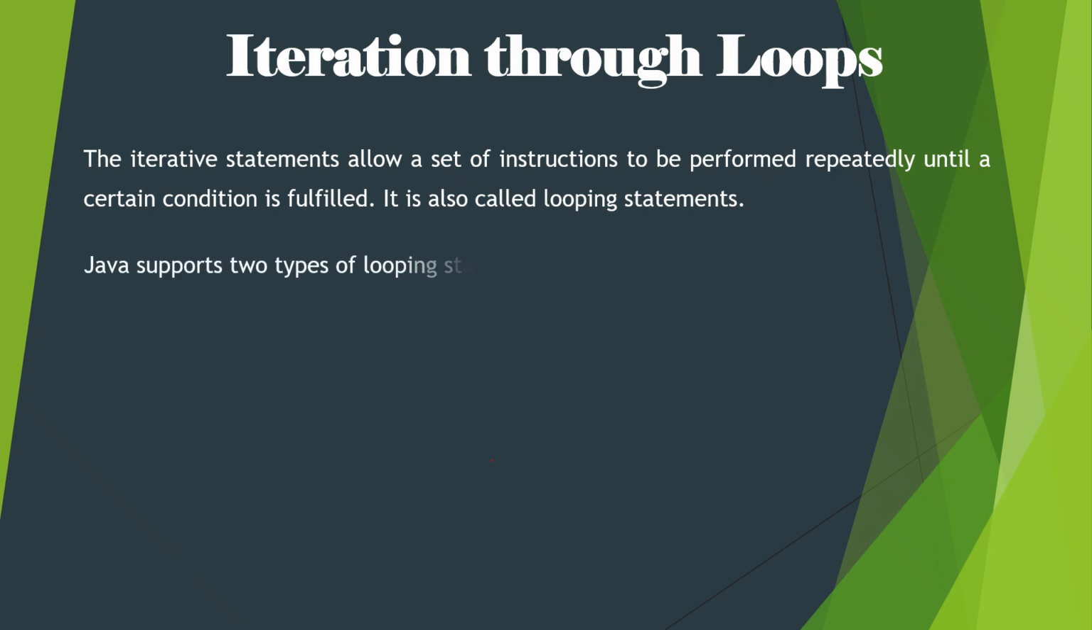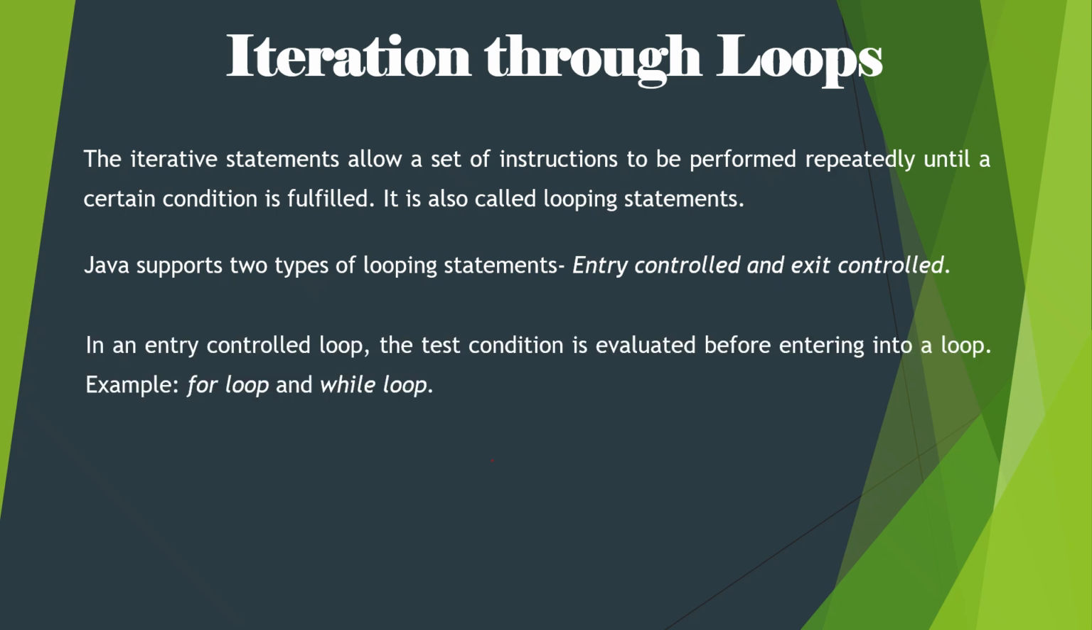Java supports two types of looping statements, entry control and exit control. So there are two different categories. In an entry control loop, the test condition is evaluated before entering into the loop. For example, for loop and while loop support entry control. Here, because the condition is tested in the beginning, they are also known as top tested or pre-tested loops.